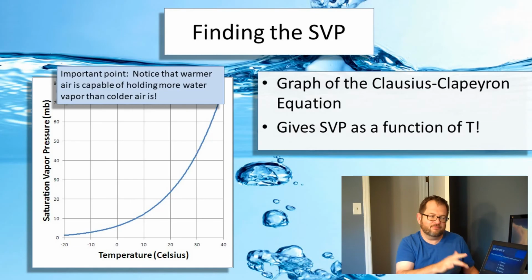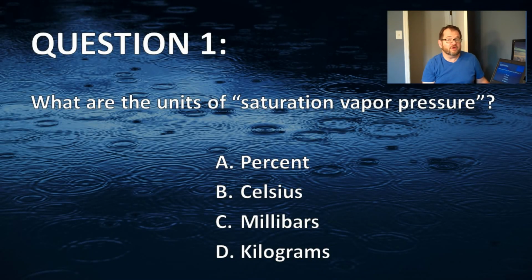Okay? That's going to turn out to be important in a little bit, but let's take a quick little break and answer 3 quick questions about what we've seen so far about quantifying humidity. Question 1. What are the units of saturation vapor pressure? Was it percent, Celsius, millibars, or kilograms? What was the way we described saturation vapor pressure? Make a choice from those 4 options and get a little feedback before you move on to the next question.